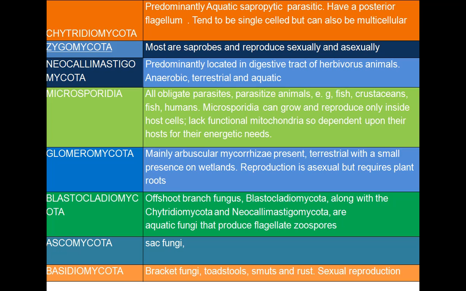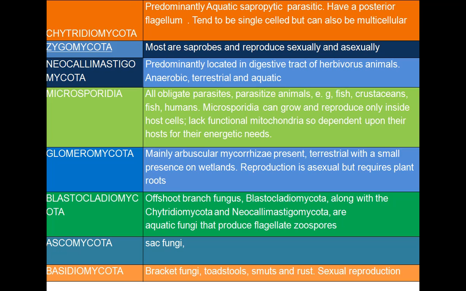So this is also applicable for Glomeromycota. They cannot survive outside the host, but these are not parasites. Glomeromycota, these are arbuscular mycorrhizae, present in terrestrial habitats with a small presence in wetland. Reproduction is asexual but requires plant roots.